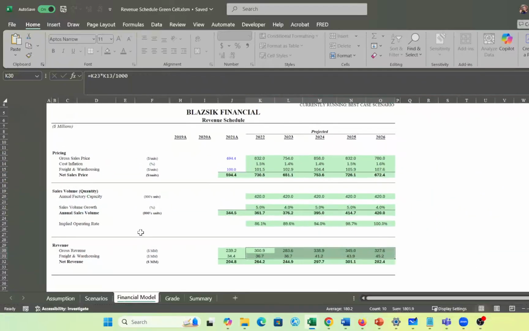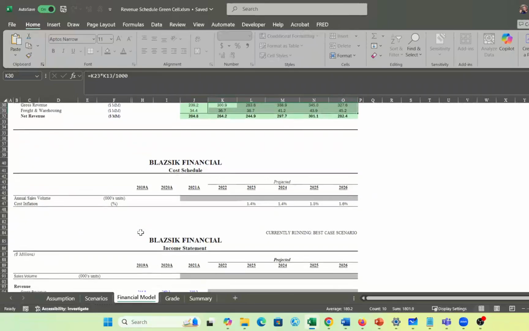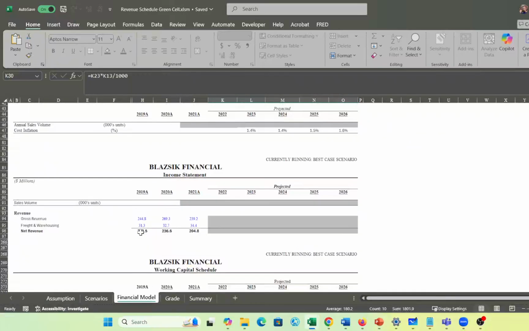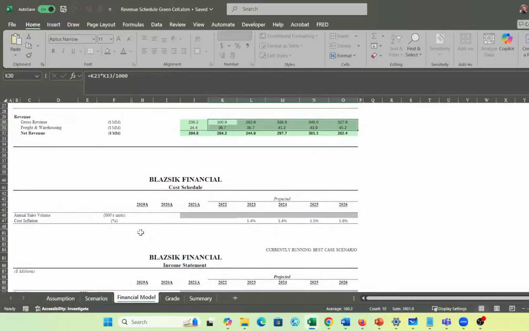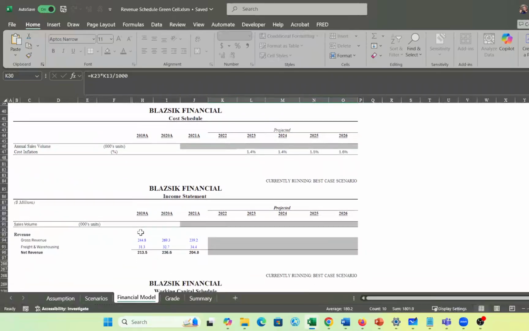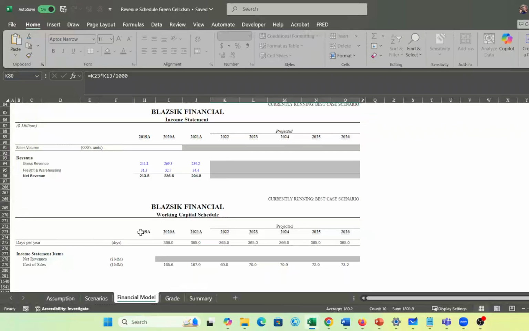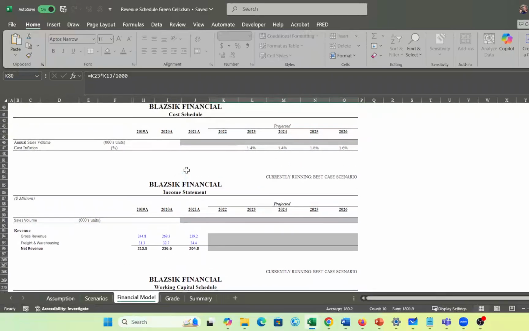So what I did for this module is I included all the areas where the revenue schedule is important. Once you complete the revenue schedule, there's the cost schedule, the income statement, and the working capital schedule. Those are the only three that the revenue will plug into to complete these other schedules or financial statements. So again, costs, income, and working capital. So I really want you to get to know that.